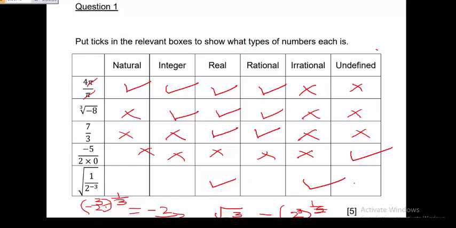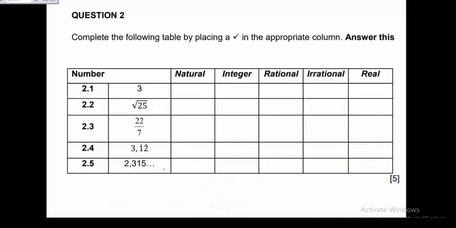Therefore, it's a real number. However, it's not undefined. It's not rational, it's not an integer, and it's not a natural number. Now we'll move on to the next set of the question. Question 1 done, 5 marks received. Let's move on to the next part.